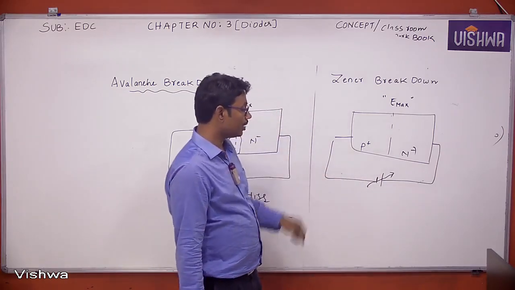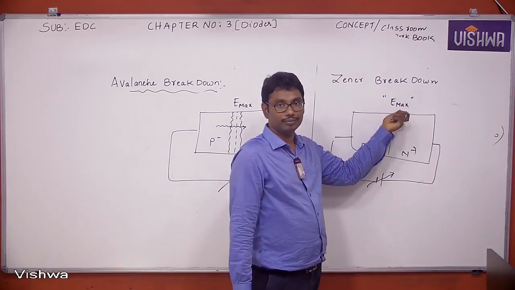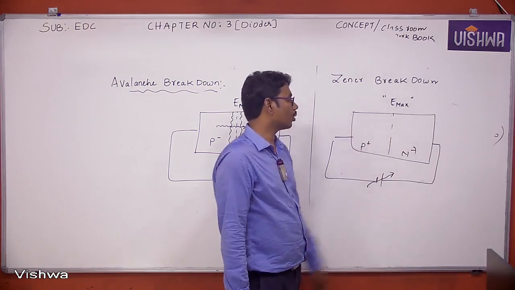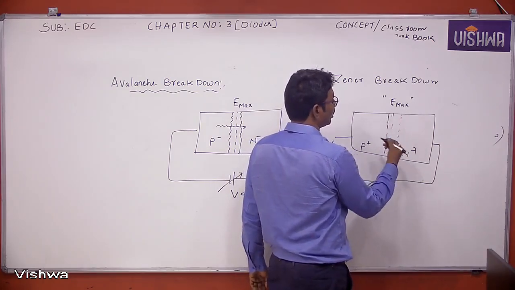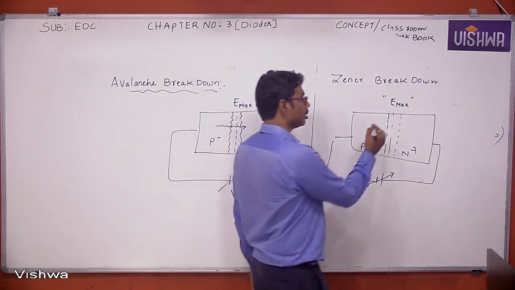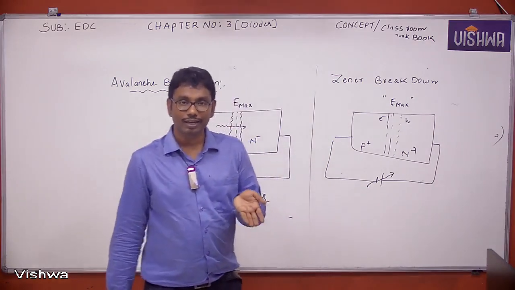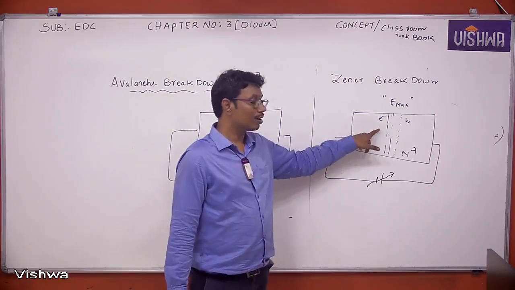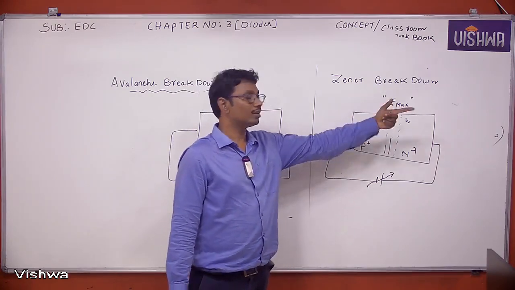If you apply small and medium reverse voltage, what happens? This maximum electric field becomes further strong, which is sufficient for breakdown. Due to this, covalent bonds can break and produce electron hole pairs, due to which current suddenly increases. The current suddenly increases because of what actually? The strong electric field. This breakdown is called Zener breakdown.